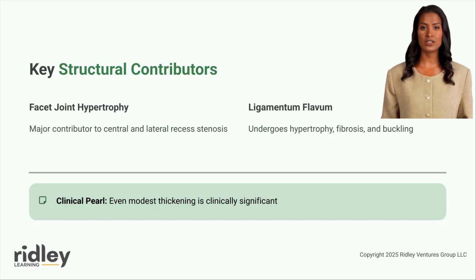These changes result in thickening of the ligament, which is further exacerbated by the buckling that occurs secondary to loss of disc height. The contribution of ligamentum flavum changes to stenosis is particularly significant because this structure directly borders the dural sac and nerve roots, making even modest thickening clinically relevant.